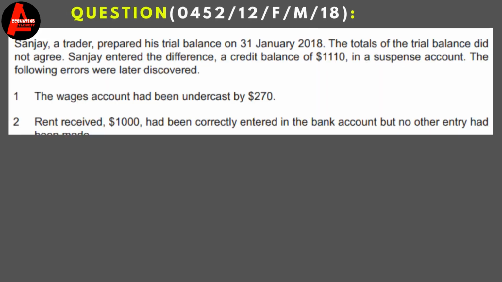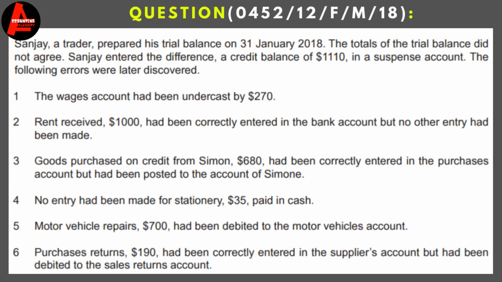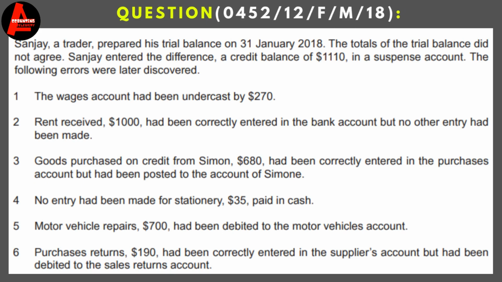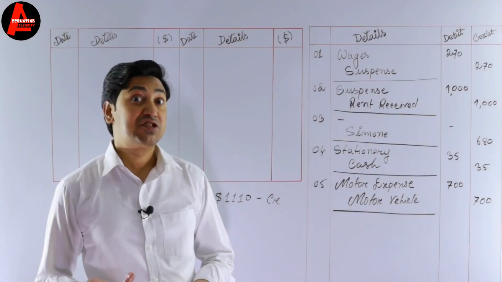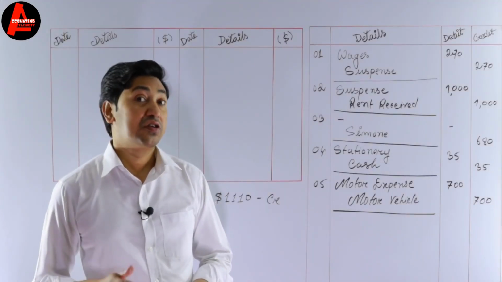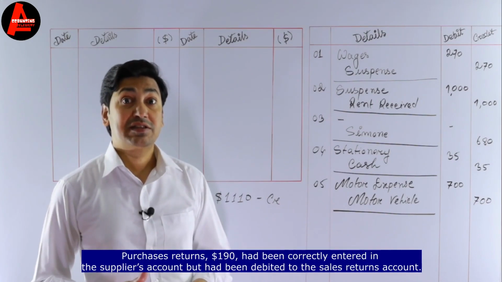So next one is number 6. What is written there? Purchase returns $190 had been correctly entered in the supplier's account but had been debited to the sales return account. You know, a purchase return is credited and sales return is debited. So there is no mistake in the supplier ledgers. We have to rectify the sales account.